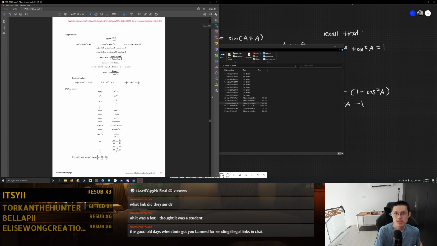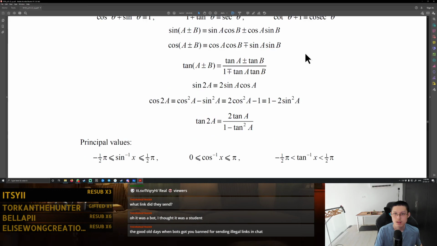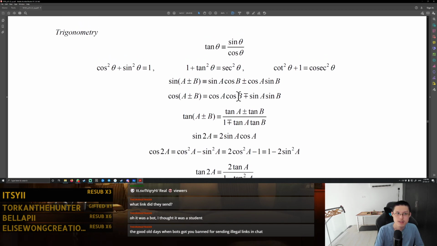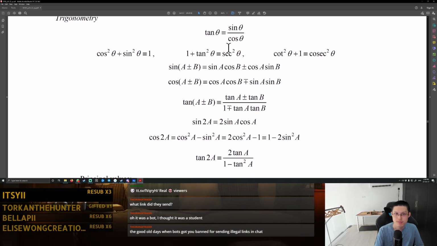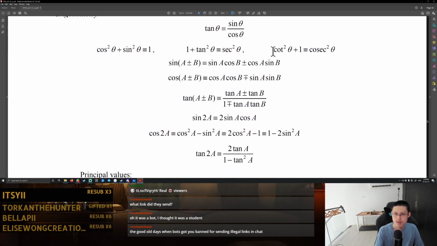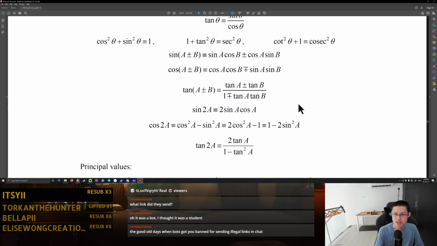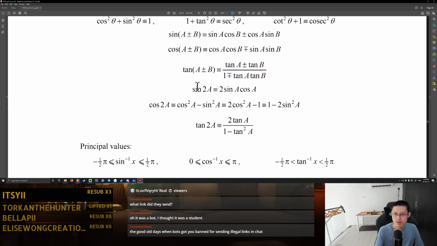Yep, over here. Trigonometry. And you're also given the basic identity right here, and then the two other identities, and then the addition formula, sine and cos. Tangent is given as well. The double angle formula for sine, double angle formula for cos, double angle formula for tangent.